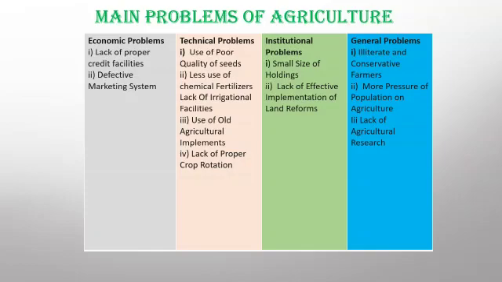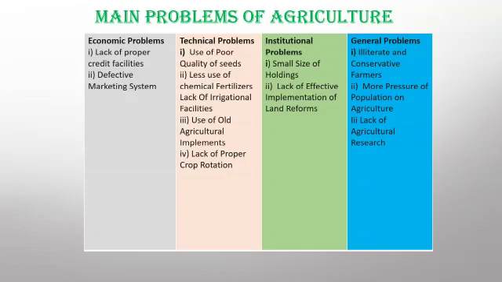Now, the institutional problems. Among institutional problems, the first one is small size of holdings. In India, the size of fields is very small. The fields are scattered throughout the country. As a result, per hectare productivity is low.